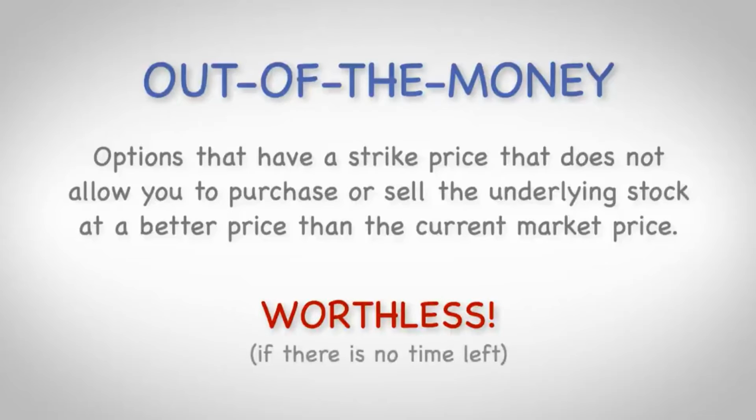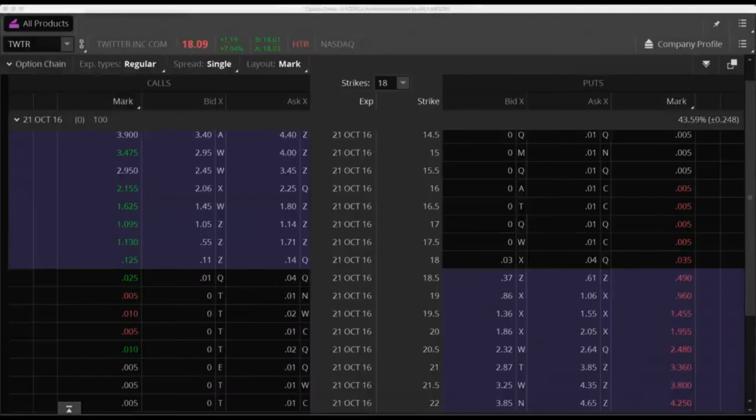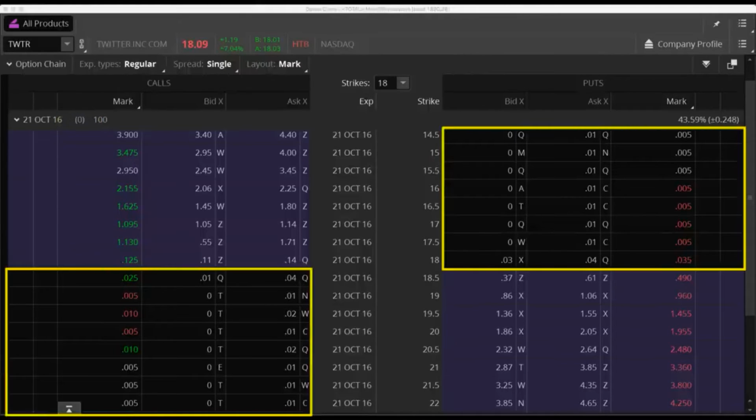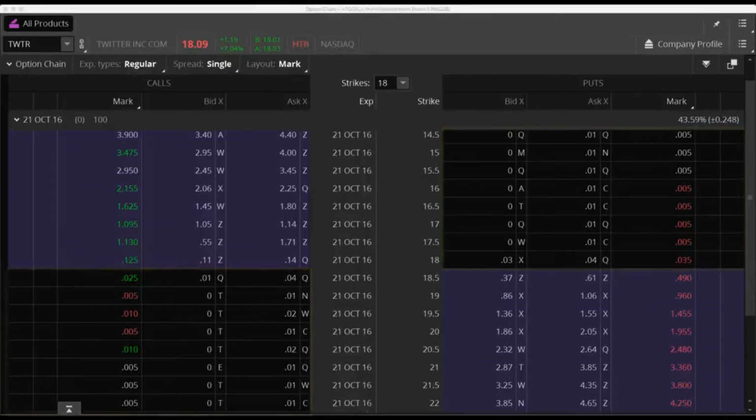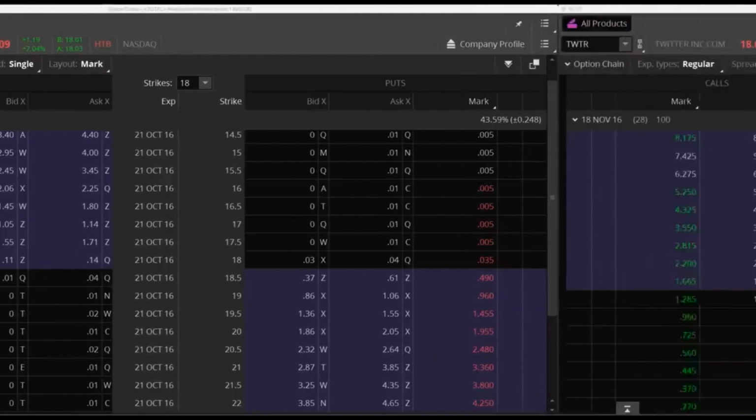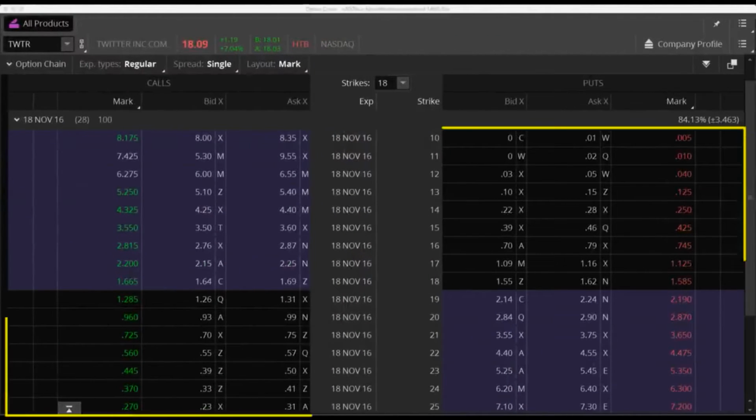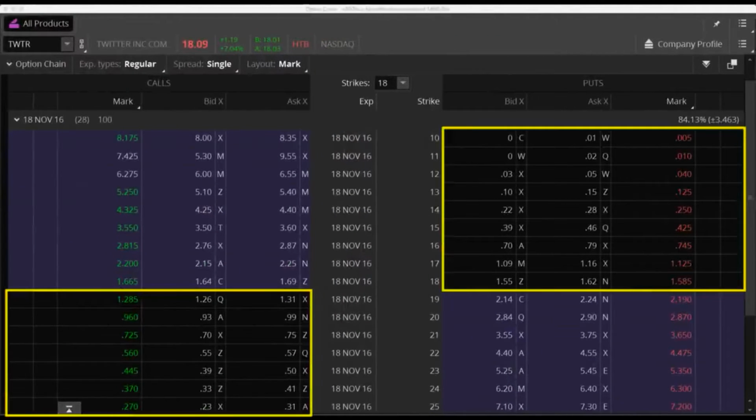Let me explain. Right now, you're looking at Twitter options that have 0 days left. They expire this evening after the market closes. And you can see that the out of the money options are at 0. Now, let's look at the options that still have time left until they expire. We're going to look at the options with 28 days to expiration. You can see that the out of the money options with 28 days to expiration have value.